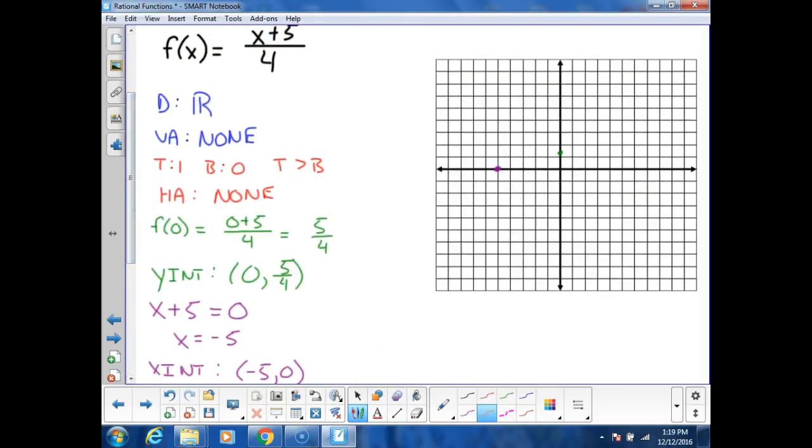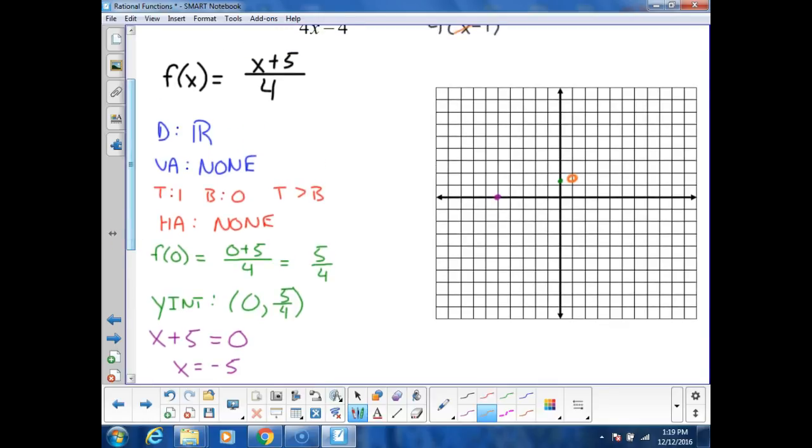So I go on to my graph and I put a hole. Now, let me ask you a question. What kind of a function am I graphing? A line, right? What we're really dealing with here is 1/4 x plus 5/4. So if I just graph that line, that gives me a y-intercept of 5/4. And then from that point, I go up 1 and right 4, up 1 and right 4, up 1 and right 4. Or down 1 and left 4, down 1 and left 4.